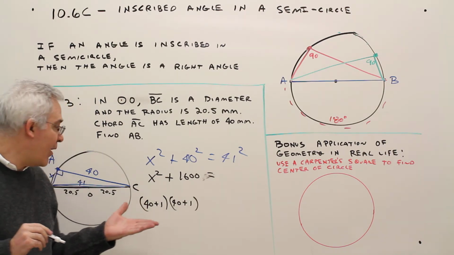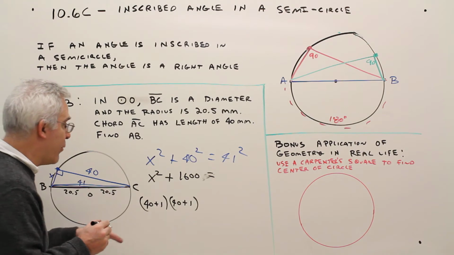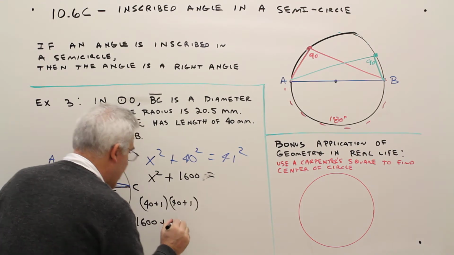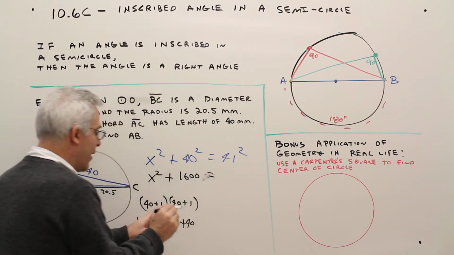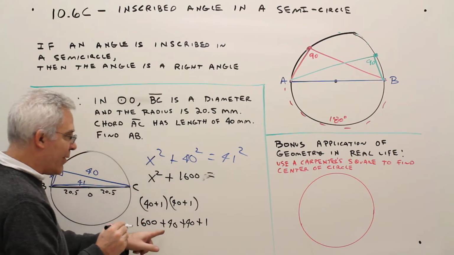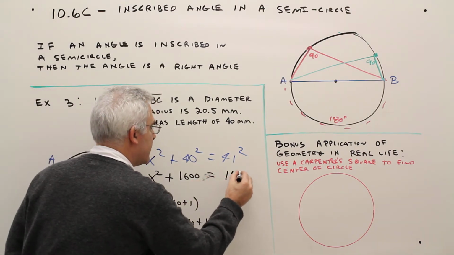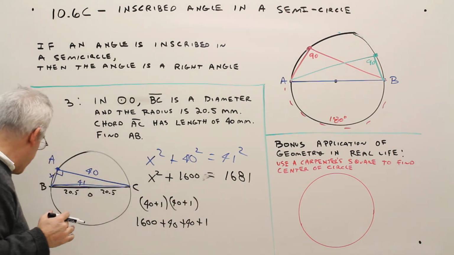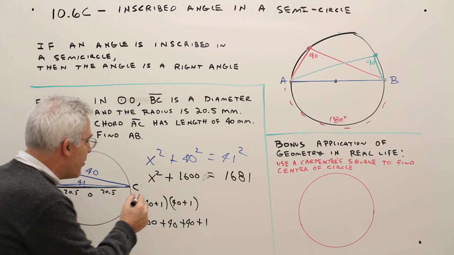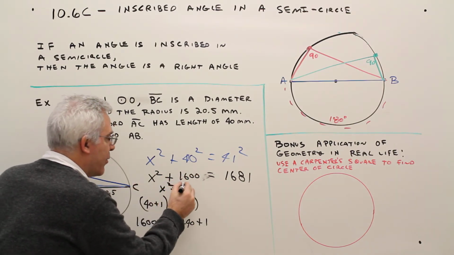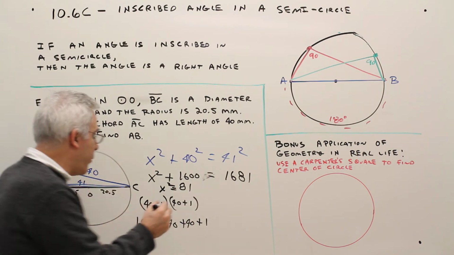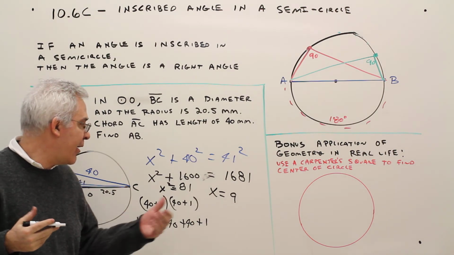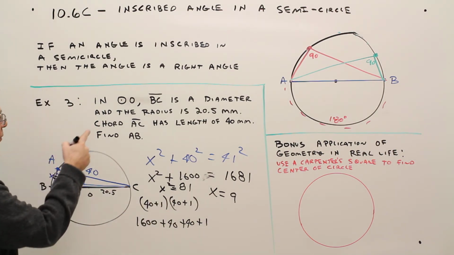Well, I could just simply FOIL this out. First times first, well, I know what that is, 1600. Outers plus 40, inners plus 40, lasts plus 1, so it's going to be 1681. Again, I could have done that quickly in my head, but I just wanted to show you what was going on in my brain. Okay, so now I can just say x squared equals 81, so x will be 9. I'll disregard the negative value, it can't have a negative side length. So x would be 9, and that's what the answer is.